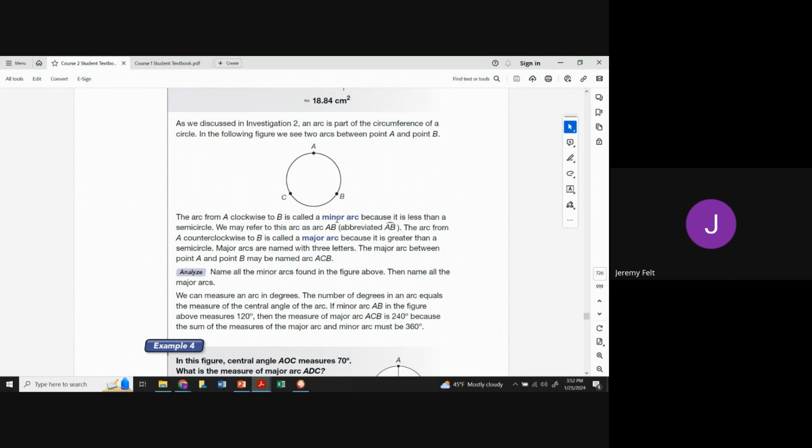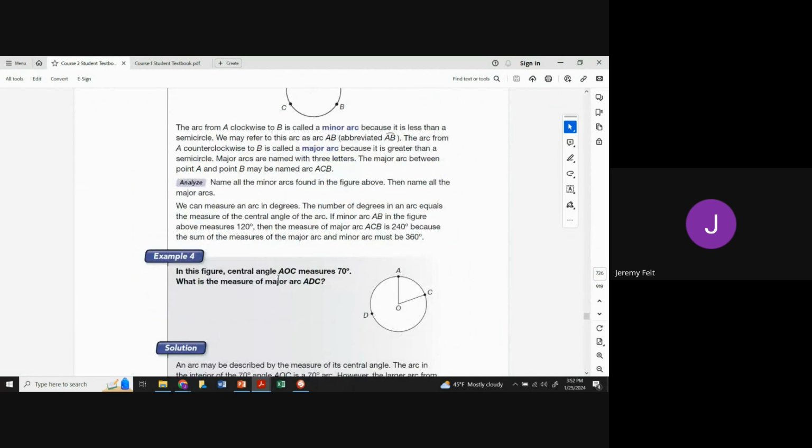And then if we want to do the major arc, we do A, C, B, because that tells us A towards C and then towards B. So if we just say arc AB, that's a little too ambiguous. We don't know if it's the minor or the major. So we'll say minor. Major will be indicated with the 3 letters to let us know.